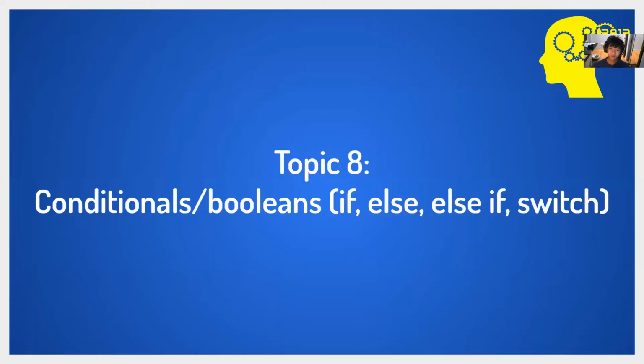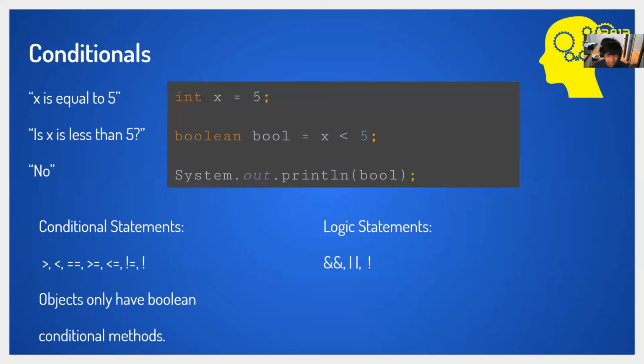All right, we've got conditionals, booleans, if, else, else if, and switch. These are conditionals, meaning if this, then do that. So here we say x is equal to 5. Is x less than 5? No. This is a very basic simplification of how conditionals work. Conditionals is just saying, is it less than? Does it match this condition?